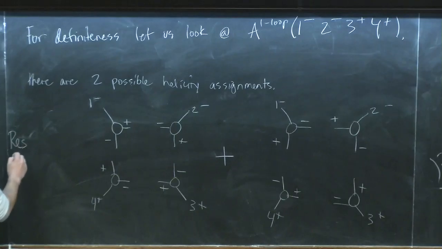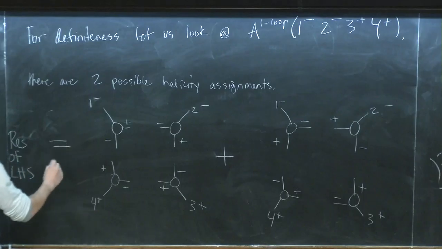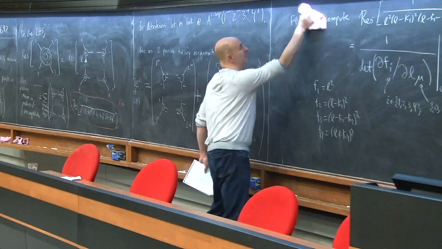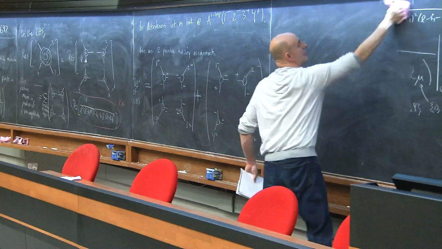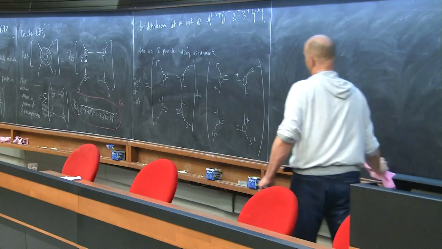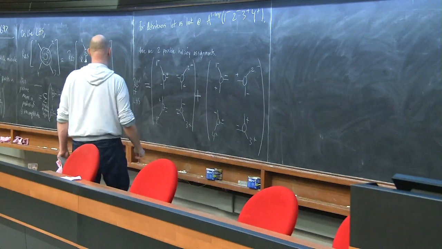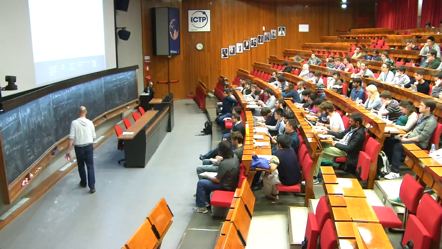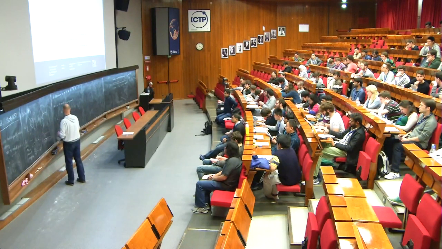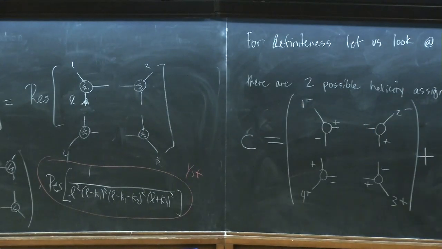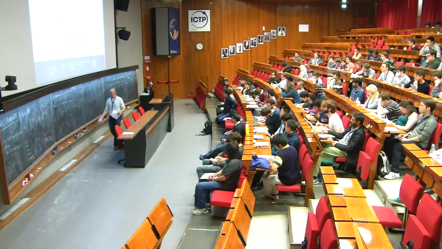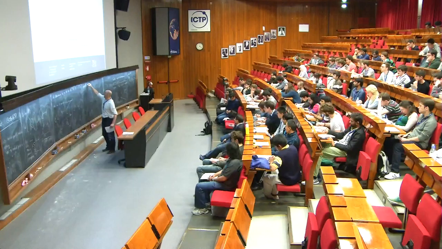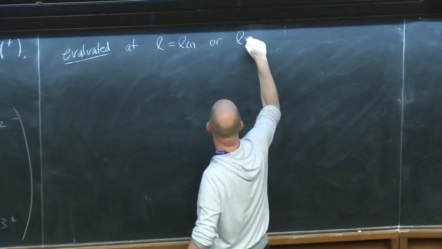So the residue of the left-hand side is equal to this diagram plus this diagram, evaluated at L1 or L2, times 1 over ST. But that's going to cancel out of both sides of the equation. So I have the 1 over ST on both sides of this equation, so now I've determined C. But let's keep in mind, it's all of this evaluated at L equals L1 or L equals L2.